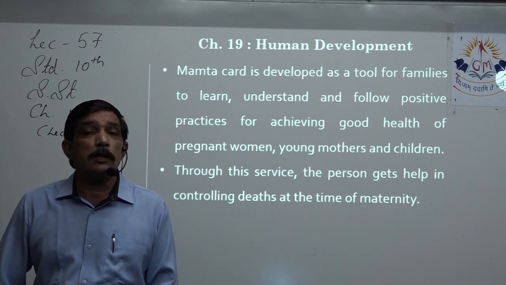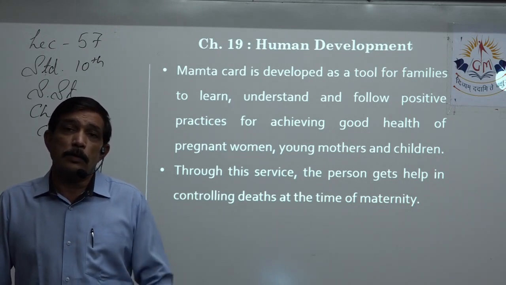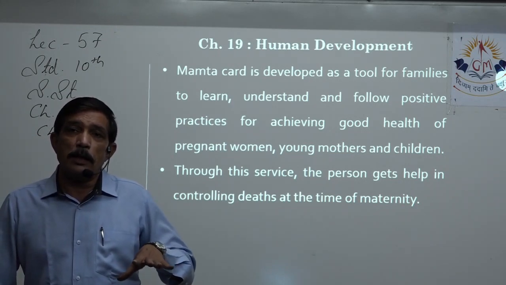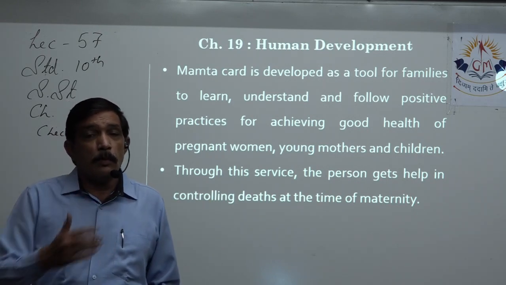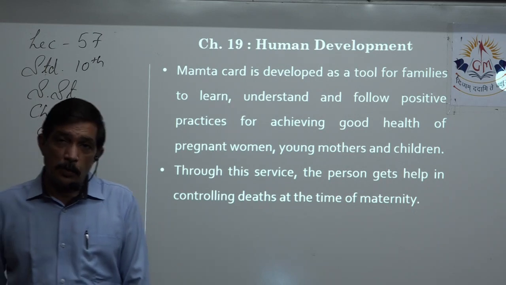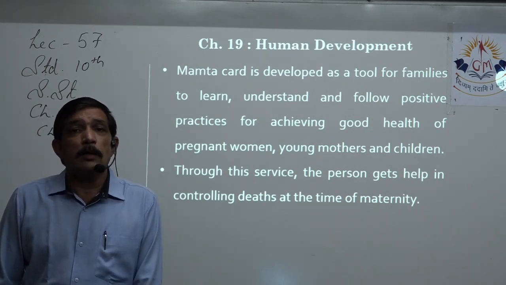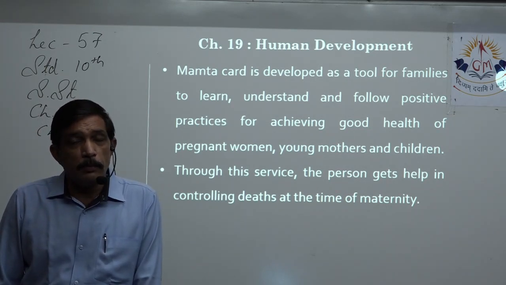Now, as just discussed, they get registered. When they get registered, right? When the due date is near for delivery, a bed in the nearby hospital is booked for them by the government, and the 108 service is also available there.